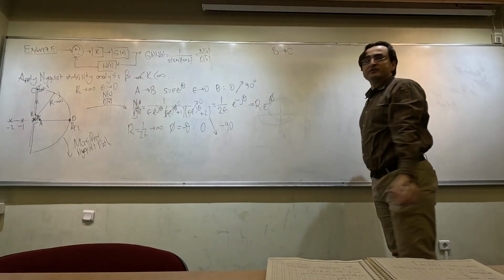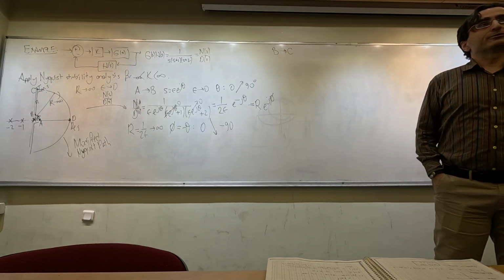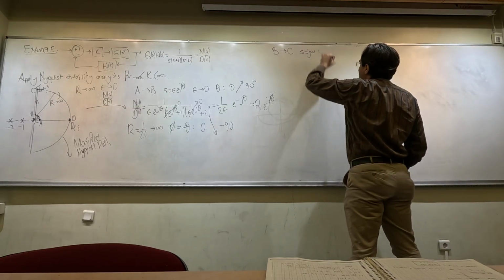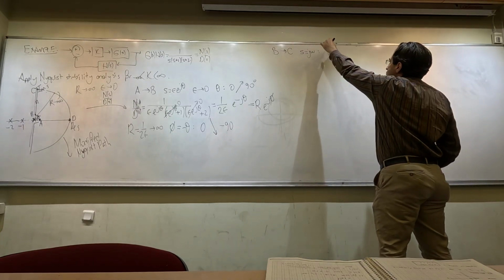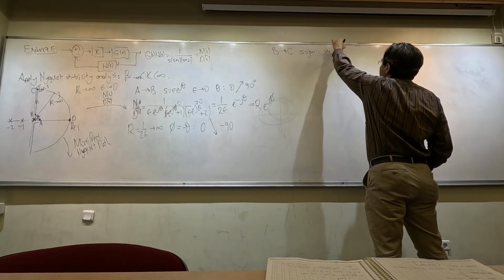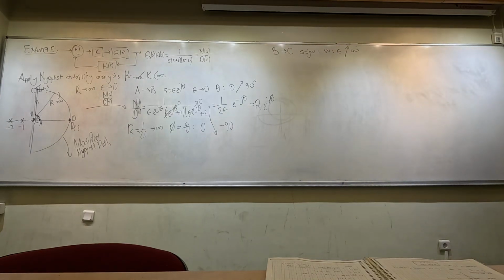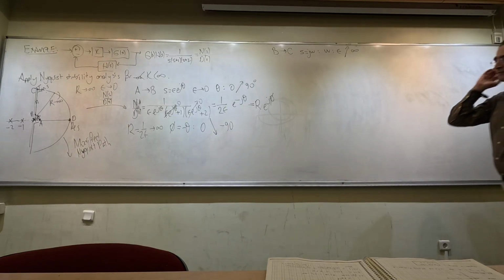From B to C, what is our parameterization? S is equal to j omega. So we have j omega, and omega changes from where to where? Omega changes from epsilon to infinity, and it increases. We always have positive omega values. It's never 0 in this case.